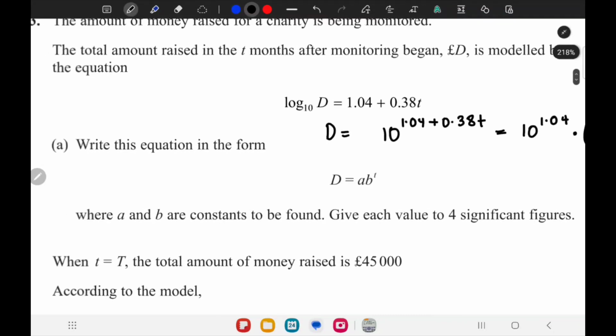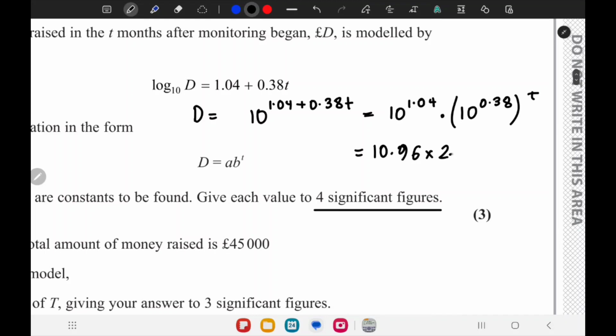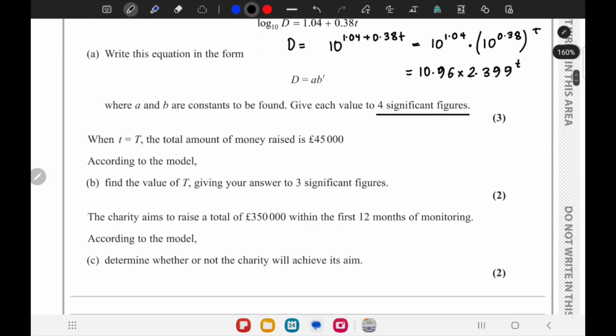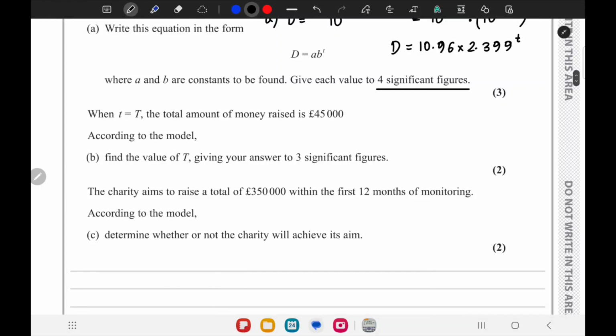Now we have to give this to 4 significant figures. So 10 to the power 1.04 to 4SF will be 10.96, and 10 to the power 0.38 would be 2.399. So these are the values. That's it for part A.